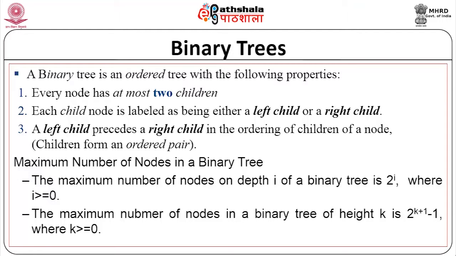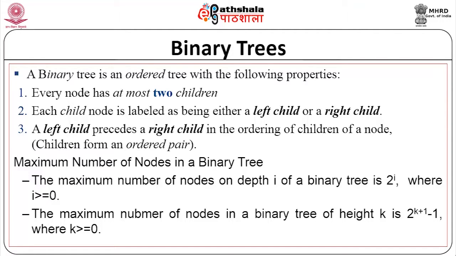The order is specific. So, a binary tree with the order of the children different is a different binary tree. A left child precedes a right child in the ordering of the children of a node, and the children form an ordered pair. So, only 2 children, they form an ordered pair. The maximum number of nodes in a binary tree can also be specified. A root node will have no parent, all the leaf nodes will have no children, and all other nodes can have 1 child or 2 children. So, we are assuming the maximum number.